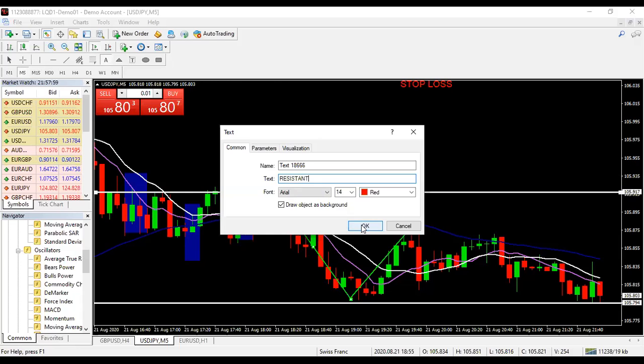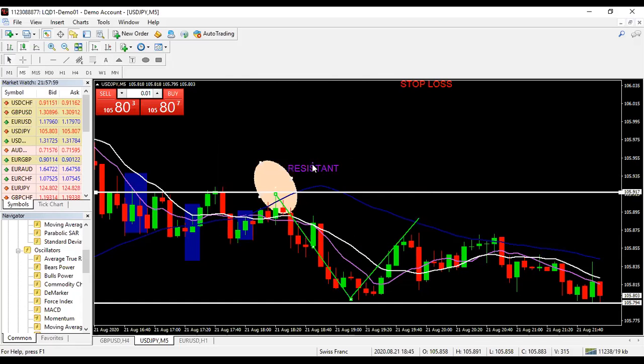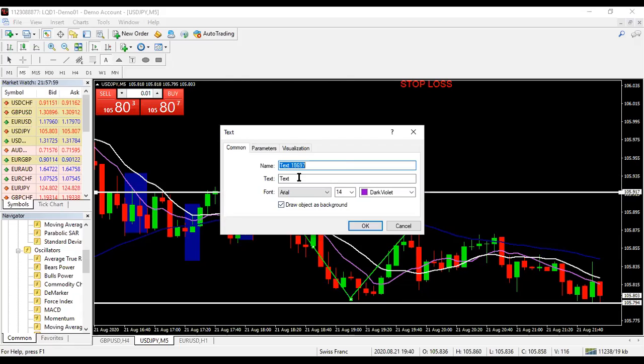I'm just touching base on this because I know the time is very tight for the lessons, but I want you guys to get an idea what we're talking about. So this is going to be the resistance up here, and this is going to be the support, right? The support is going to be down here. We got it? Yes, sir.